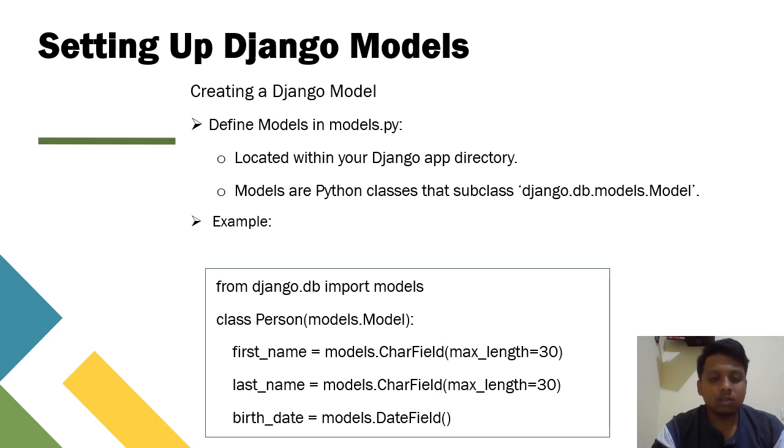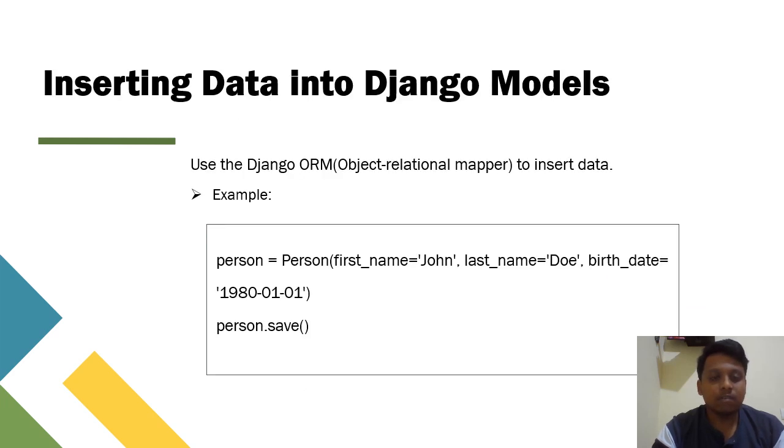First we call django.db and we import models. Then we create the class called Person, and in that class we create fields: first name, last name, and date of birth. For the first name we use models.CharField with a maximum length of 30, and the same for the last name, but the variable name changes. For the birth date we use models.DateField, where we can add a date.